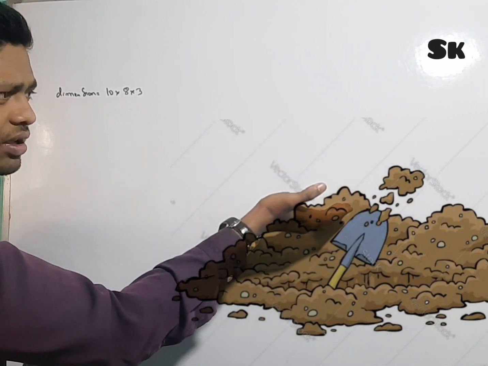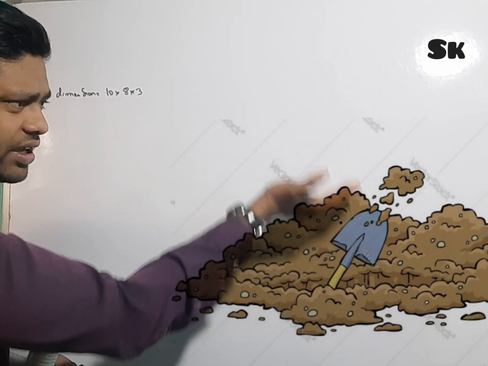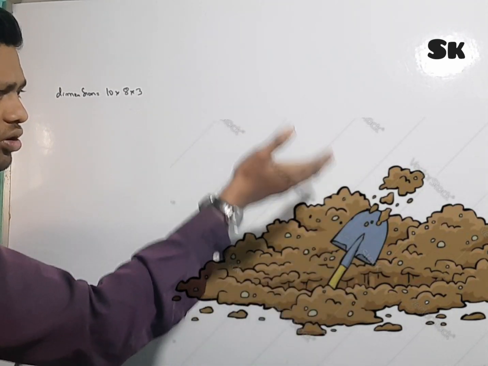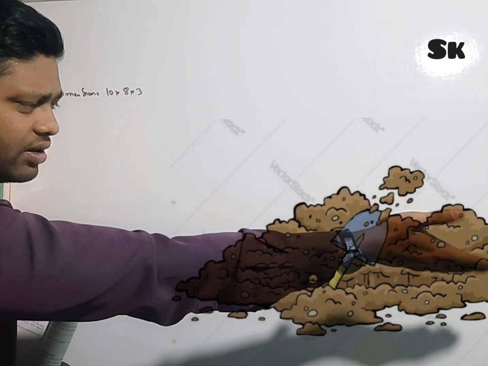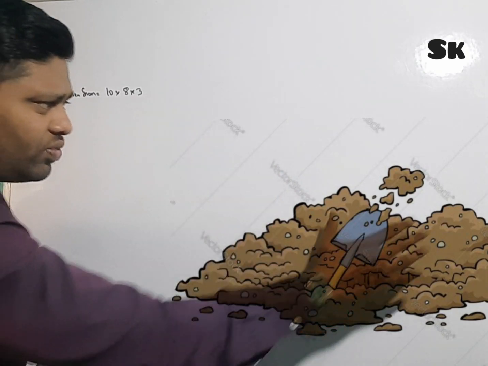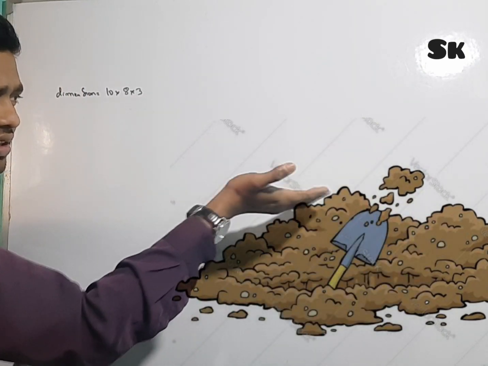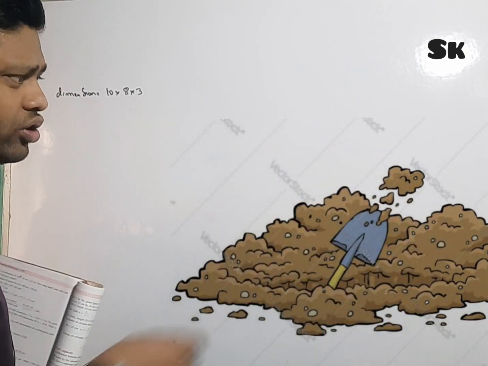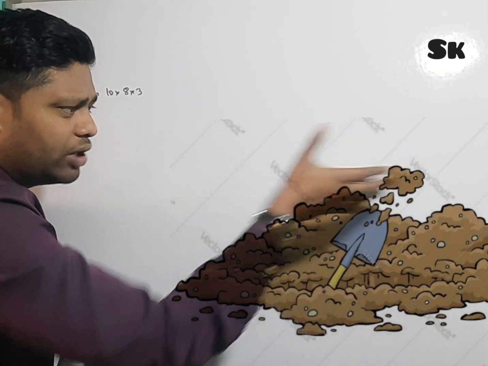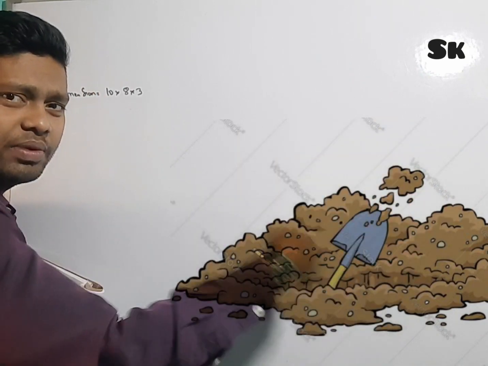Now what is happening? The height of this area is increasing. Previously there was no earth there. Now, because of the earth taken out from the pit, the height is increasing. You can see in the diagram that the height is increasing. I am throwing this earth over a particular area.